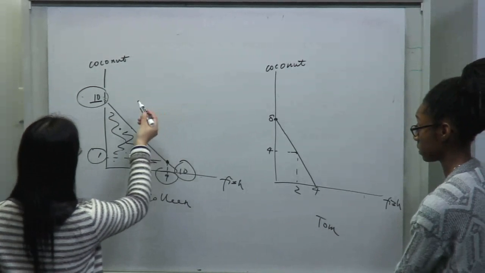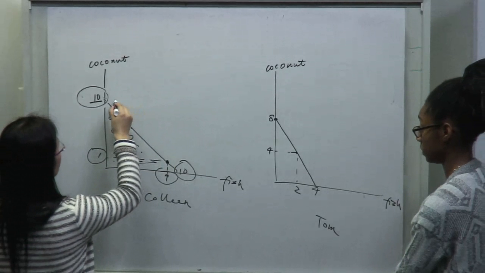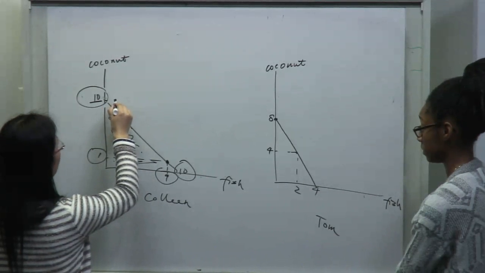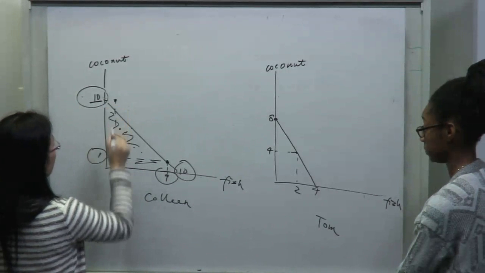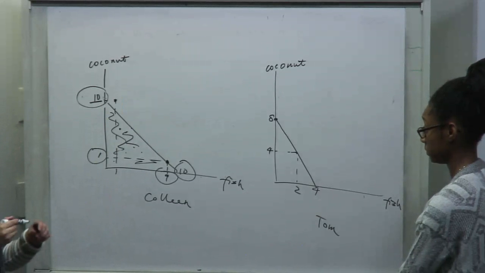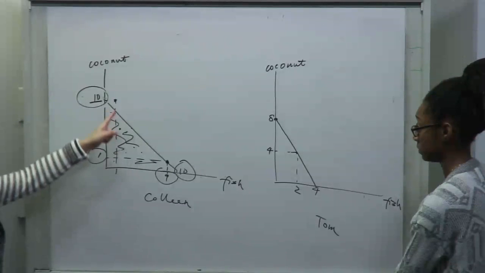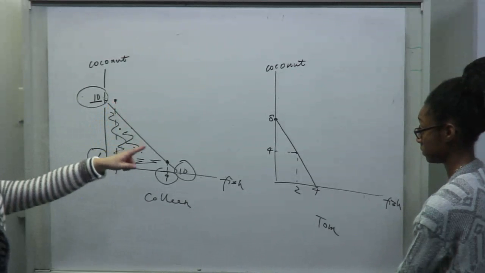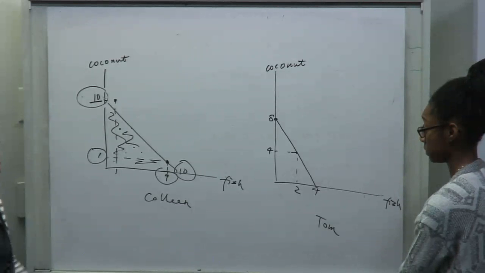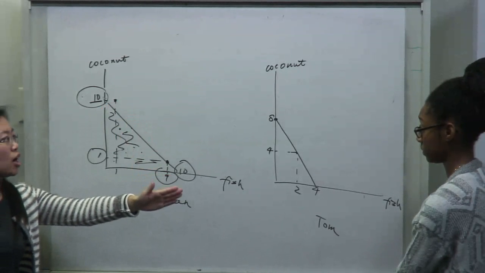Let's say I randomly pick one. What is this one? 10 coconut, 1 fish. It's located here, right? This is a point beyond your capacity. If after trading you can reach this point, then you're happy, because you reach a point where you could not get on your own.